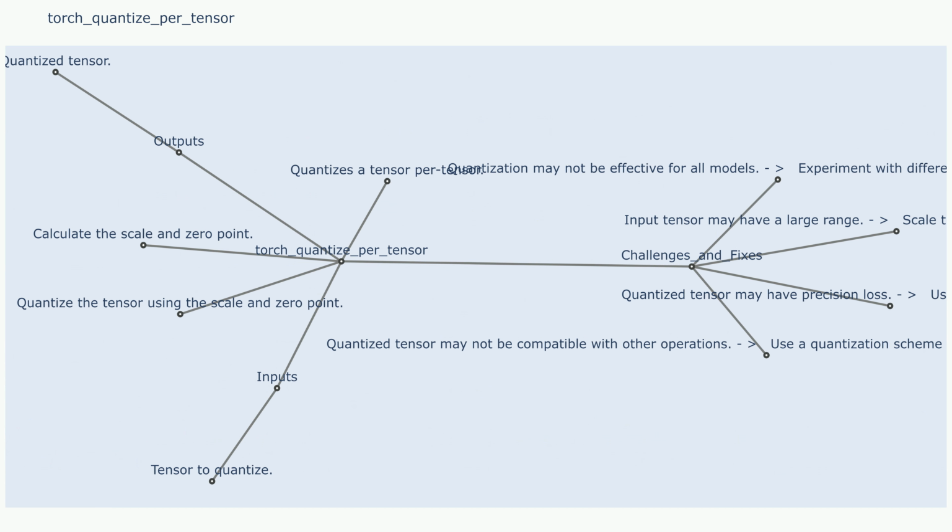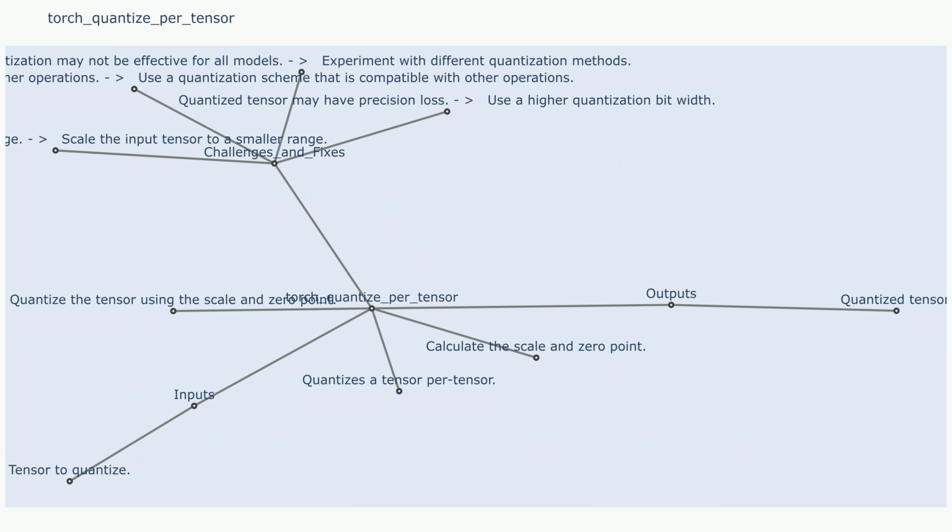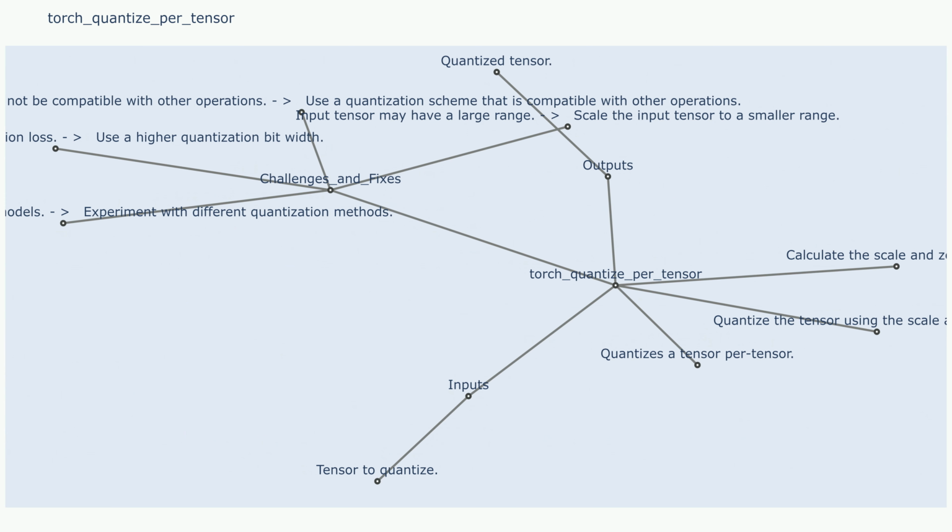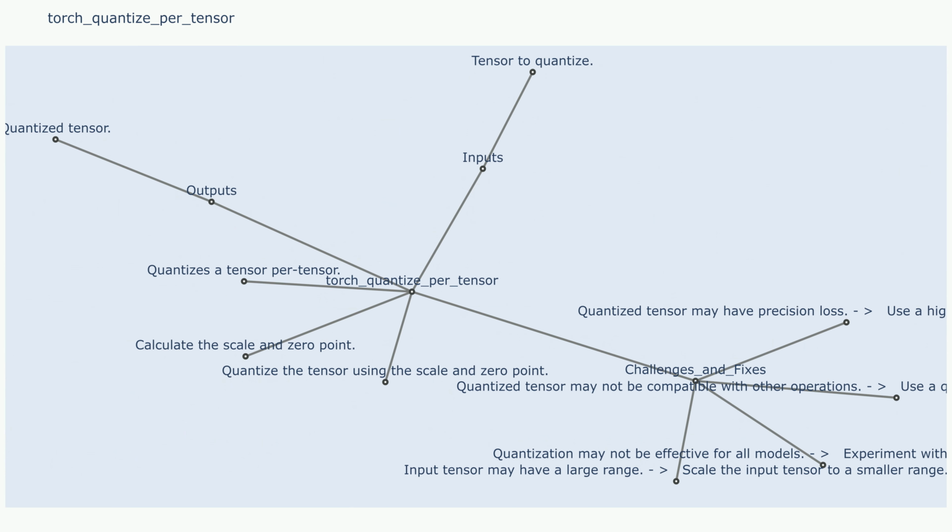If the input tensor has values ranging from 0 to 100, and the scale factor is set to 0.1, the quantized values will only be able to represent values in the range of 0 to 10. Fixes to challenge 1. Increase the scale factor to a value that is large enough to represent the full range of values in the input tensor.